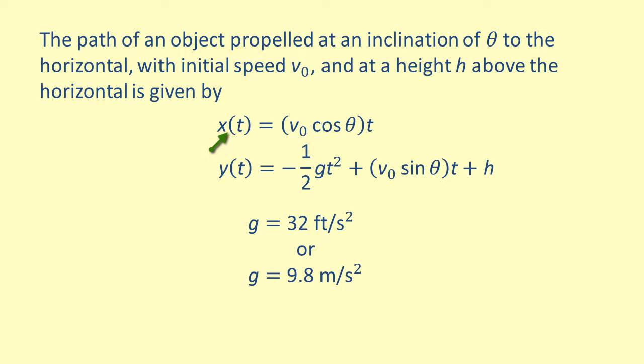To find the horizontal distance, substitute the initial velocity in for v0 and substitute the angle in for theta. To find the vertical distance, choose the appropriate value for g and substitute it into the formula. Then substitute the initial velocity in for v0, the angle in for theta, and the height in for h.